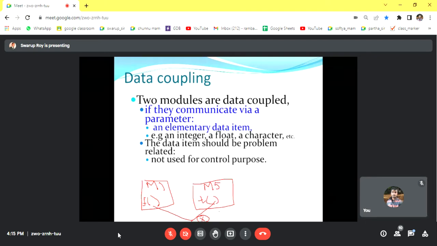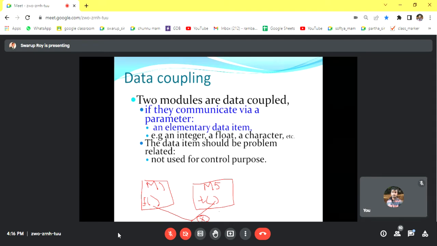Another important thing is that the data x is not going to be a control variable. What is a control variable? When you write programs, several times you use a flag, say flag 1 or flag 0. If flag is 0, then do this. If flag is 1, then do this. These flag type variables are called control variables. So data coupling is not for the control variable.